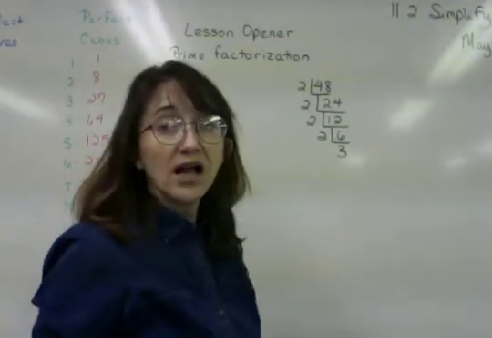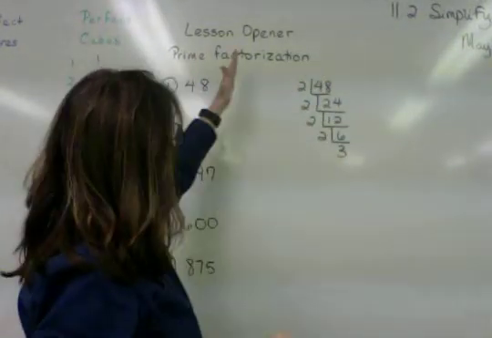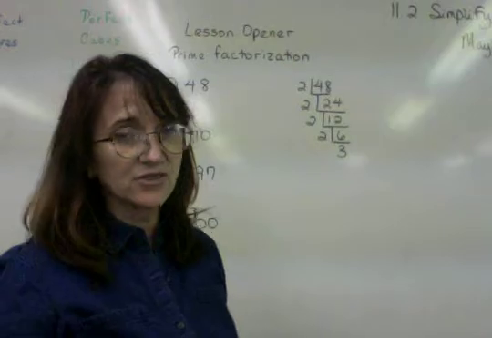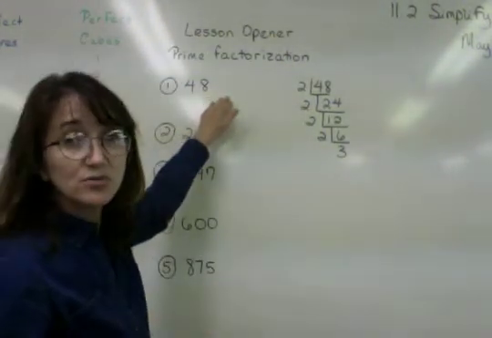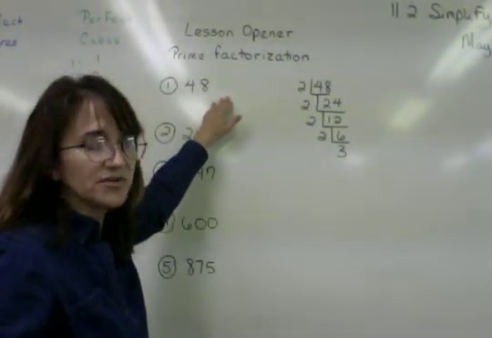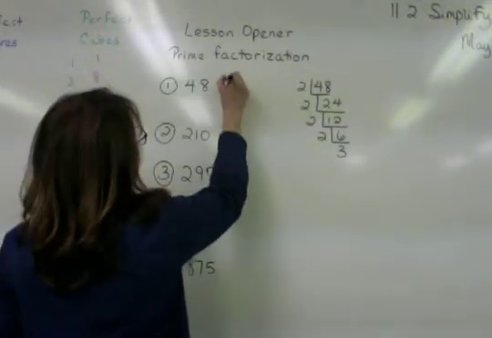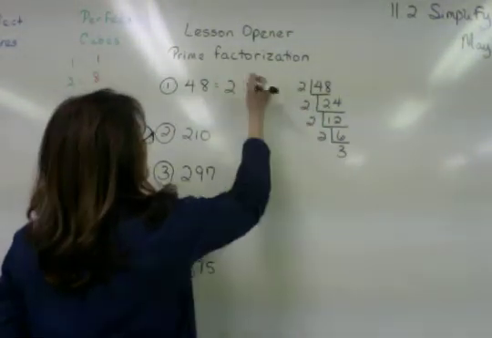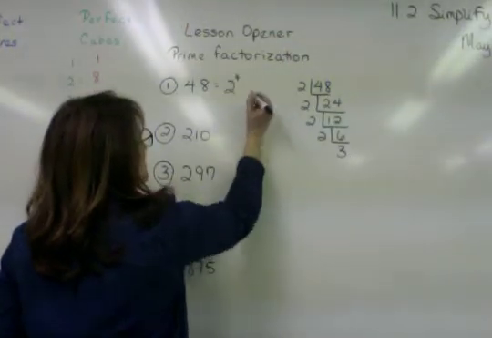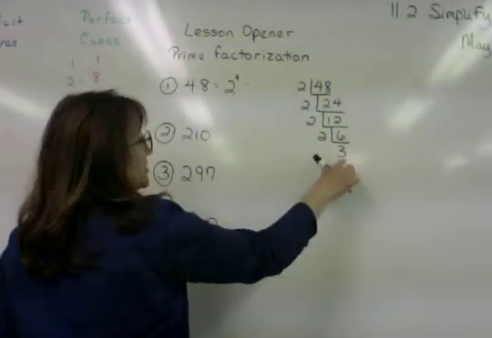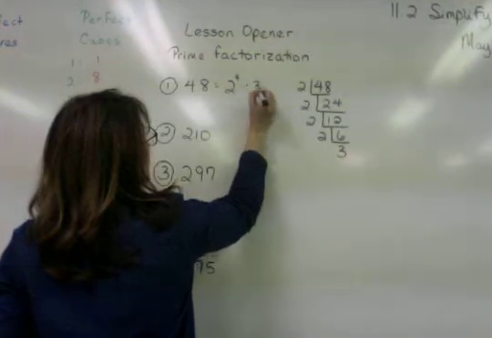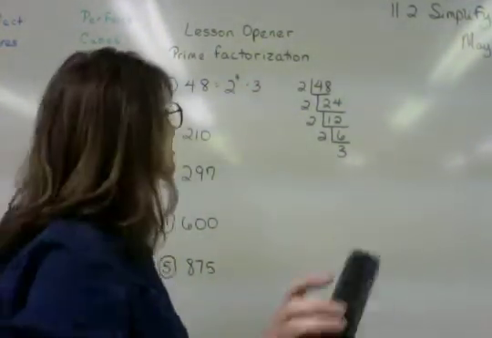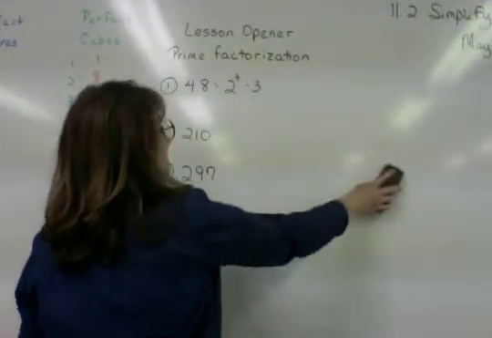So now I have factored 48 into all prime factors. Now let's list these, because that's what we're going to do today underneath a radical sign. How many 2's do I have? 1, 2, 3, 4. So I'm going to put a little exponent up here that says 4. How many 3's do I have? Just 1. That's the prime factorization for 48.